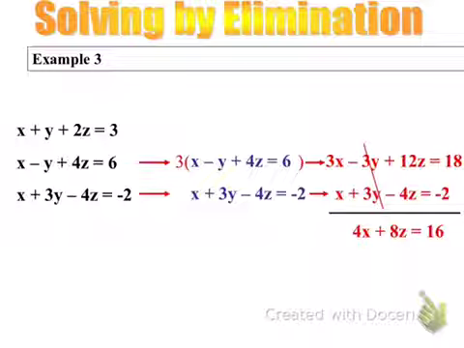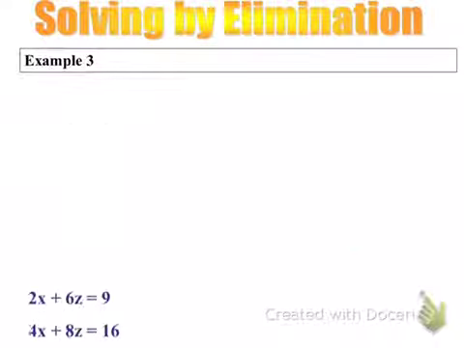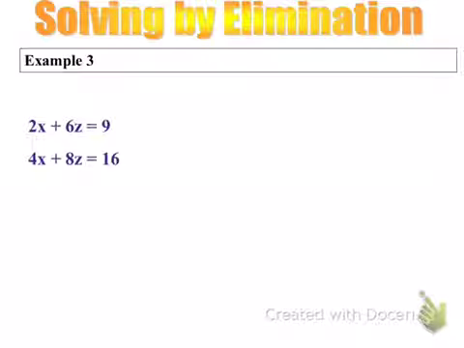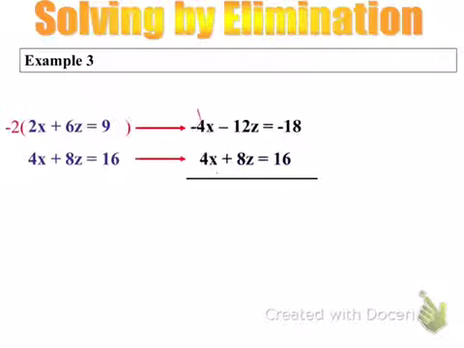So the two equations we're working with are 2x plus 6z equals 9 and 4x minus 8z equals 16. All right, what are we going to do next? Eliminate the x. Now, you can do that by multiplying the top equation by -2 or dividing the bottom equation by -2. It's most natural to multiply rather than divide. And when you do that, you end up getting z equals 1/2.